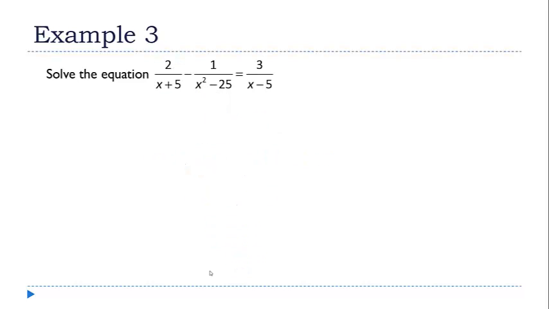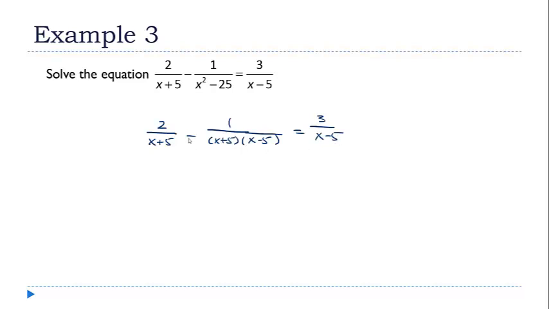All right, so let's look at another one here. This one is actually going to be very similar, although it looks a little messier. The first thing you need to do whenever you have an equation like this that has a polynomial in the denominator is factor. So if I do that, this becomes 2 over x plus 5 minus 1 over (x plus 5)(x minus 5) equals still 3 over x minus 5.